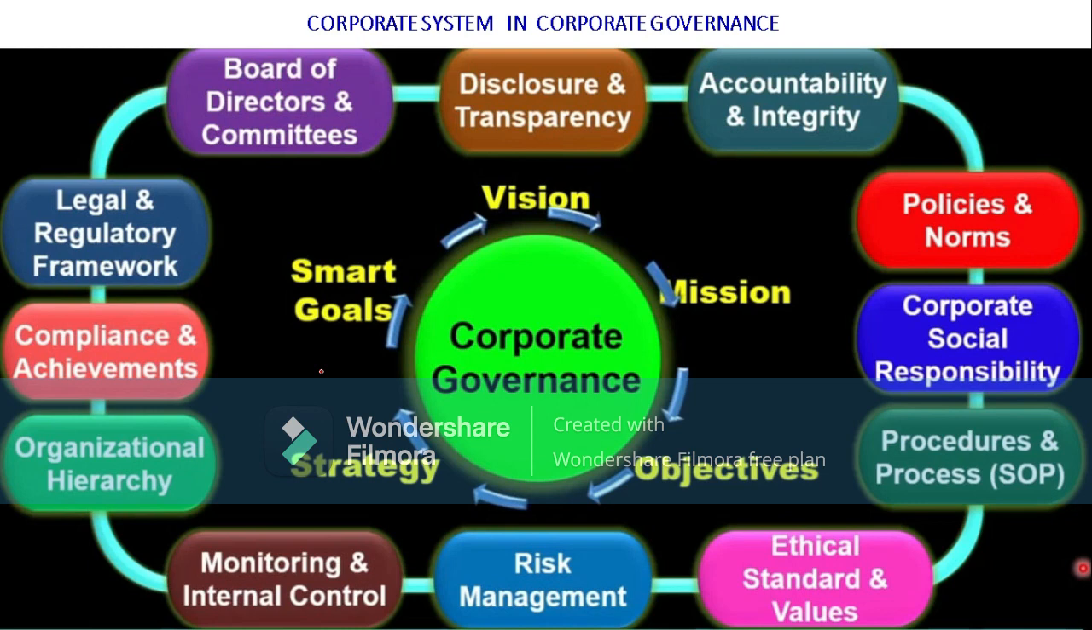If we see what is the corporate system, as I said before, corporate system in corporate governance. Vision, mission, objectives, strategies, SMART goals, all can be seen in corporate governance. Vision is related with the long term goals of a company, and mission is associated with short term goals. Vision is long term goals, mission short term goals.